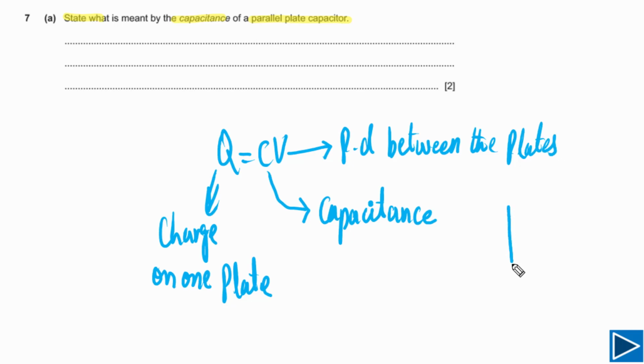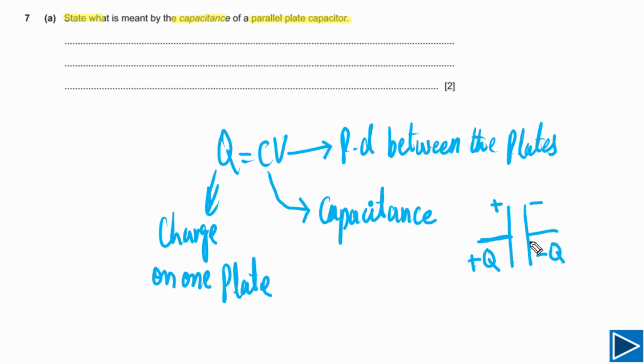We can also understand with the help of the symbol of a capacitor. So this is the symbol for a parallel plate capacitor. Let's say this plate is positively charged and this plate is negatively charged, and the net charge on this plate is plus Q, and the net charge on this plate is negative Q. So this Q simply means that you need to take the charge on one plate.